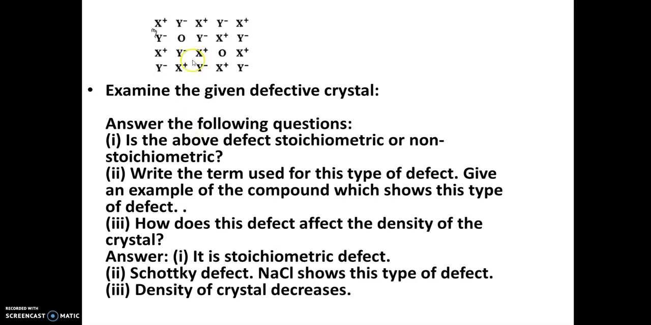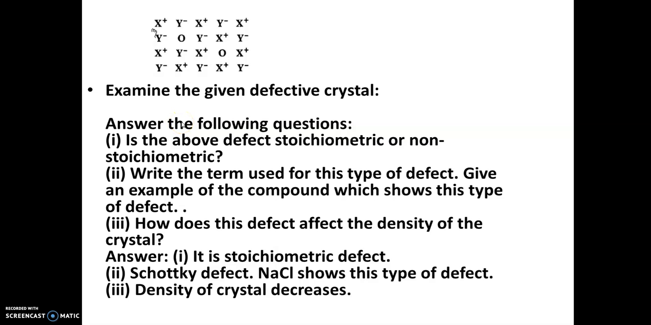So is this stoichiometric or non-stoichiometric? This is a stoichiometric defect, and you can see why it is stoichiometric, because 2 ions are missing from this. Its arrangement, the number of reactants or products, is affected because ions are missed. So it will affect its stoichiometry. So it's a stoichiometric defect.